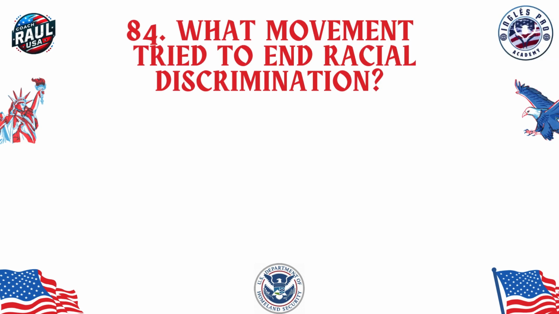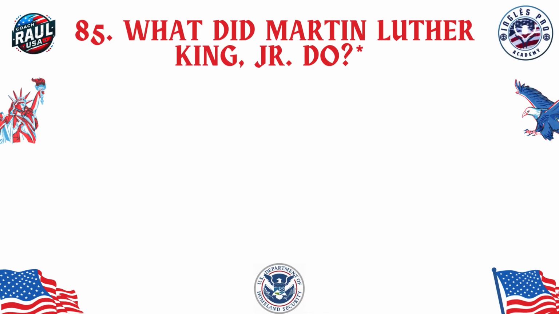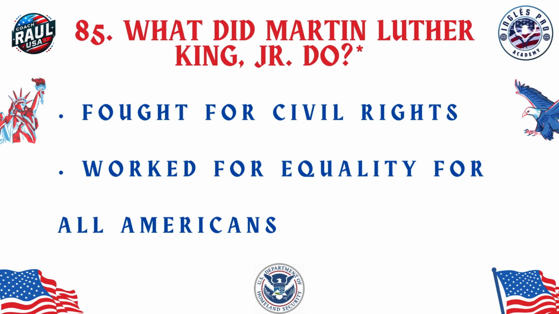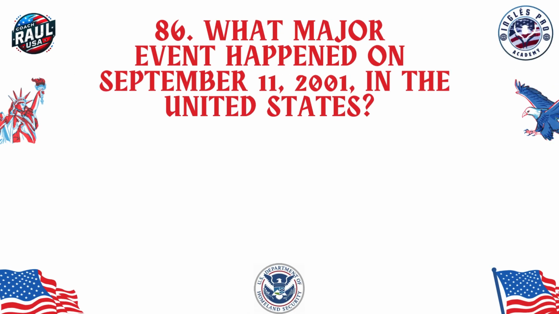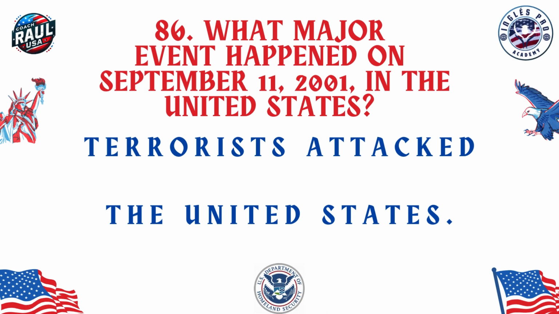What movement tried to end racial discrimination? Civil Rights Movement. What did Martin Luther King Jr. do? Fought for civil rights, worked for equality for all Americans. What major event happened on September 11, 2001 in the United States? Terrorists attacked the United States.